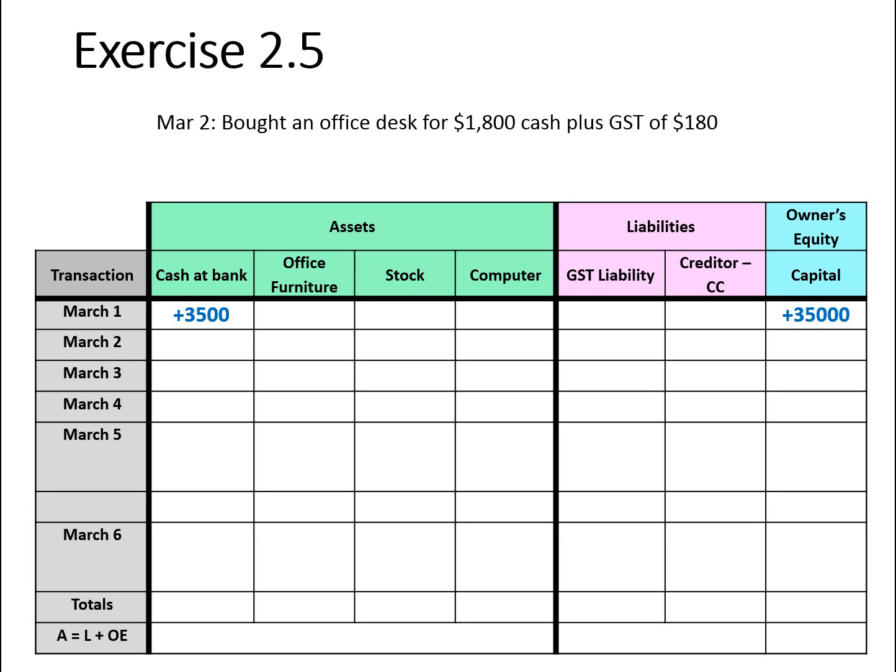Secondly, the business bought an office desk for $1,800 cash plus GST of $180. So remember, the twofold effect of accounting means at least two things must be affected in the balance sheet after every transaction. Can be more than two, but at least two. So in this case, we've bought new office furniture, so we have an asset increasing. Been charged GST, so that will reduce my liability to the government, and I've actually got less cash at bank. So looking at the two sides, the asset side balances at negative 180, and so does the other side, the liabilities and owner's equity.